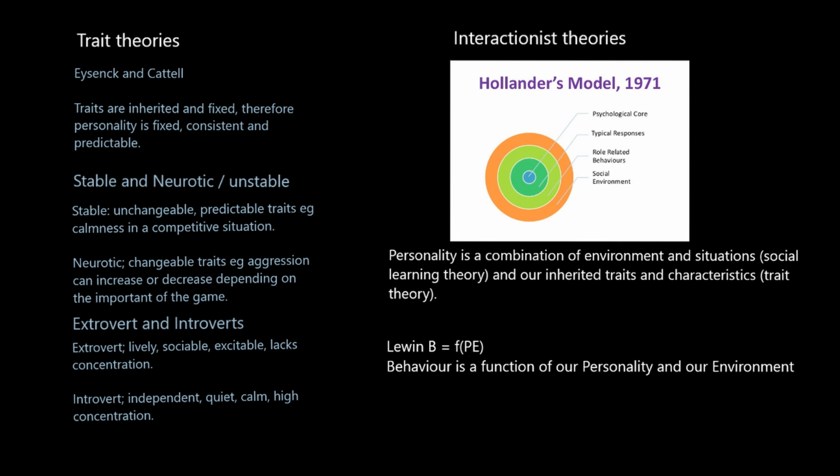So again, both these theories are acknowledging the fact that yes, we do have traits, and they are fixed, like Eysenck and Cattell said. We are stable or neurotic, we are extrovert or introvert, we fall into these categories. But we also have a changeable environment, which ultimately affects which characteristics we show, which traits we demonstrate, and to what extent.